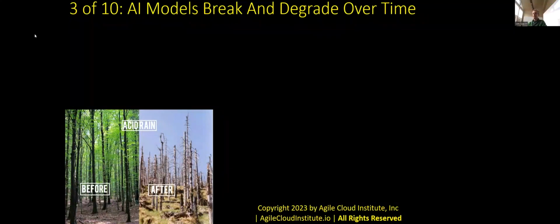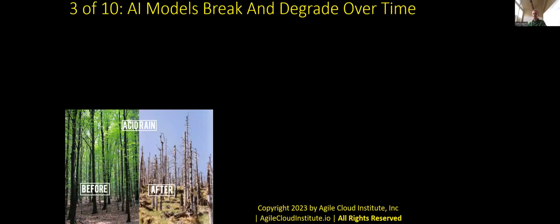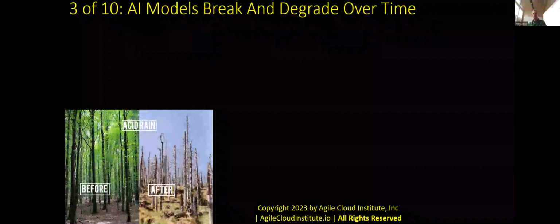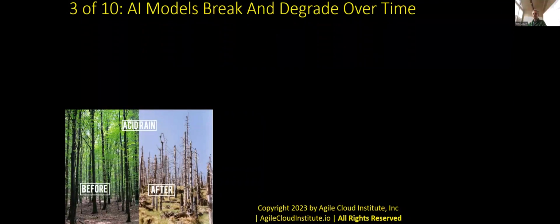In this slide, we will examine how AI models break and degrade over time. Let's start by having a look at the two photos on the bottom left of the slide. The before photo shows what a forest looks like in a healthy, normal state. The after photo shows how that same forest can look after acid rain destroys the ecosystem of the forest.